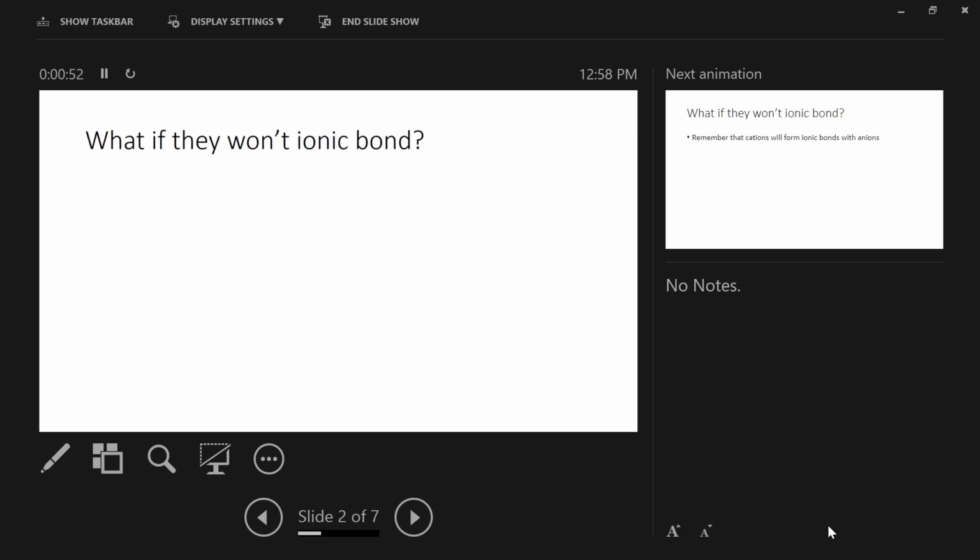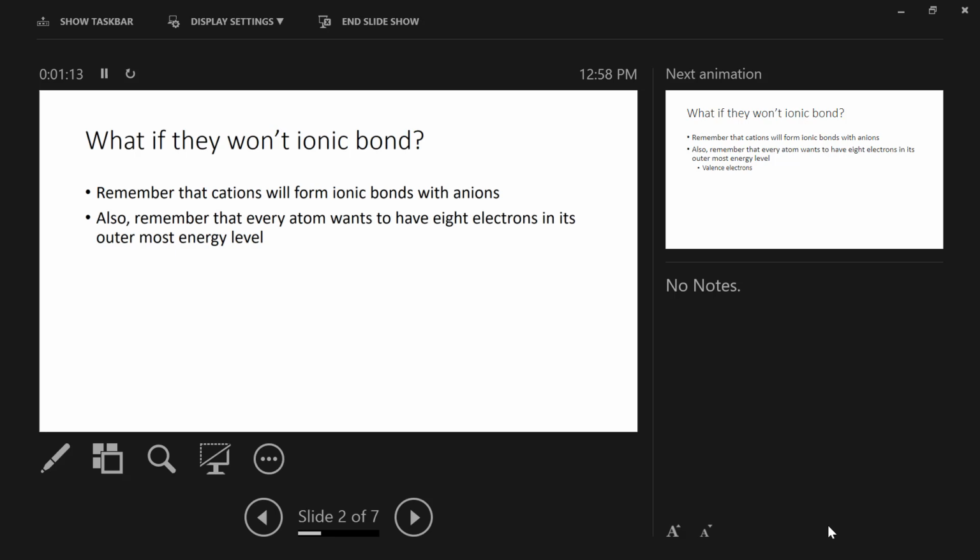What is it then? Now, you need to remember that cations will form ionic bonds with anions, right? I just mentioned that whenever that is the case where you have a cation and an anion, the answer to will it ionic bond is going to be yes. You also need to remember that every atom wants to have 8 electrons in its outermost energy level. That's what every atom wants.